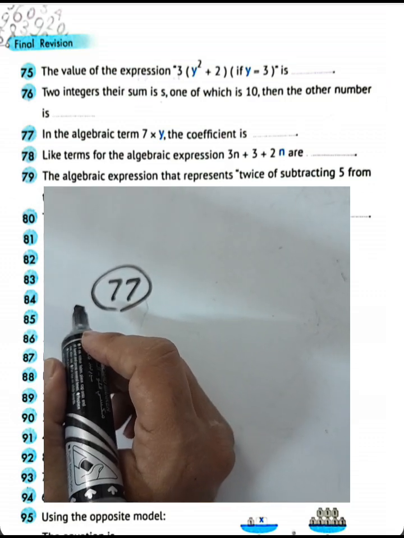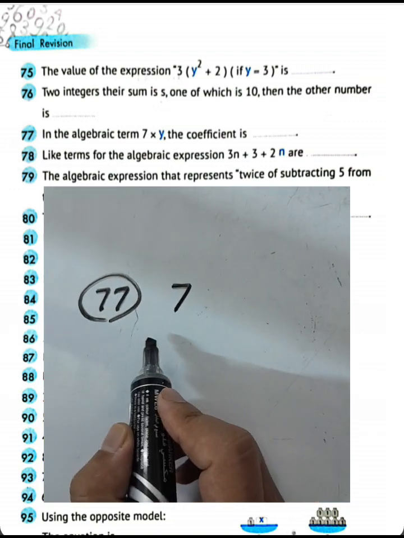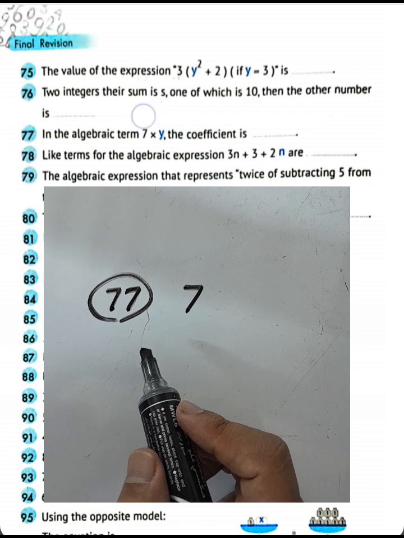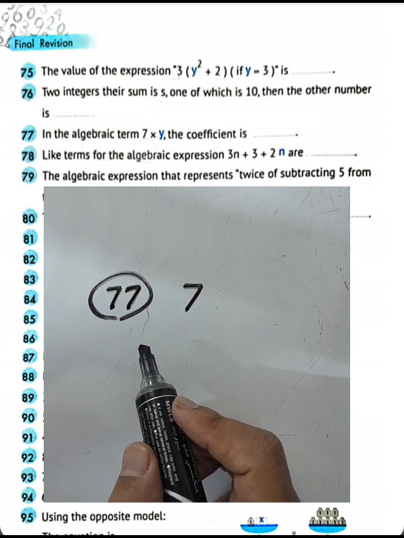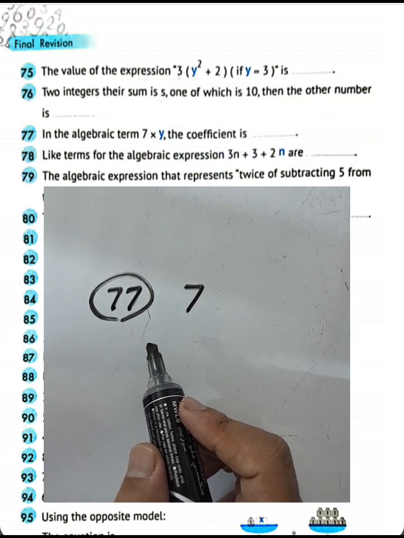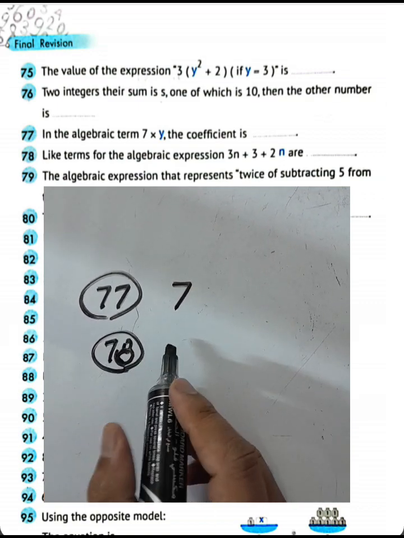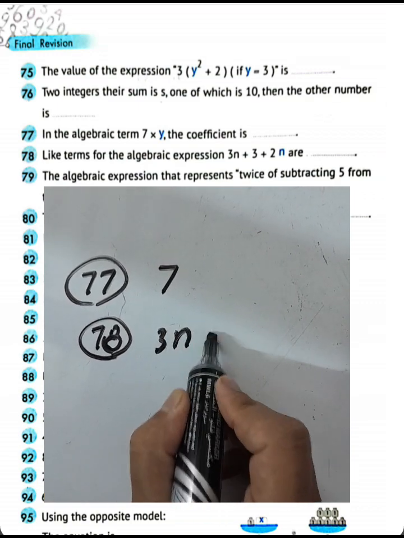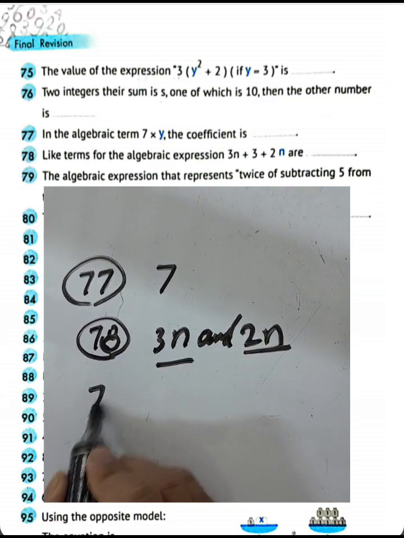In the algebraic term 7xy, the coefficient is 7. Question 78. Like terms from the algebraic expression 3n plus 3 plus 2n: the like terms here are 3n and 2n.